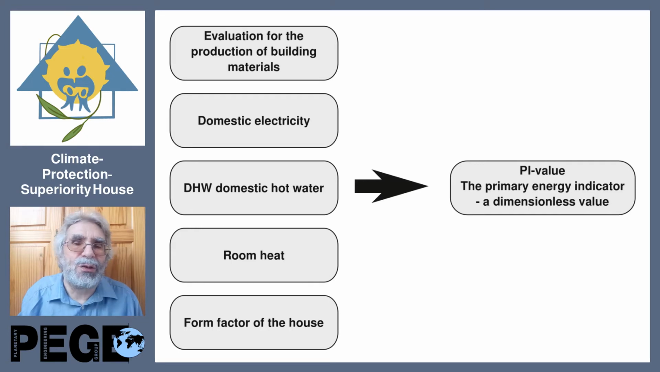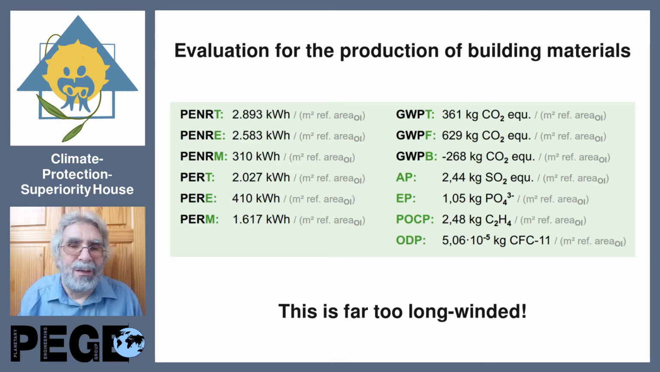Evaluating for the production of building materials, domestic electricity for 30 years, domestic hot water also 30 years, room heat, and also a form factor of the house. And because we mix unrelated values together, the p-value is a dimensionless value. We can hold any dimension at it. So first, evaluation for the production of building materials. Oh, it's very, very complicated. Far too complicated and long-winded.